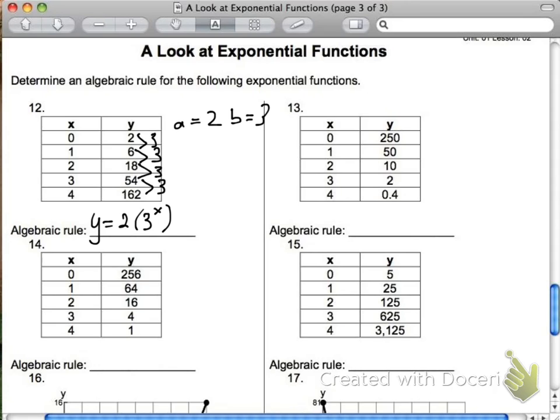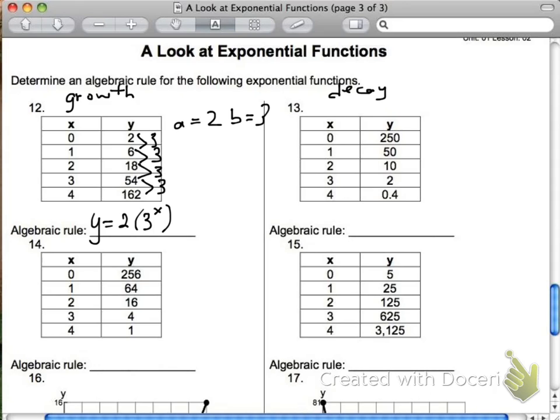What do I know before I even do anything on this? What kind of graph is this? It's going to be growth. How can I tell? It's increasing. What's increasing? The y values. When I look at this, I know that my y values are increasing, so it's going to be growth. What about number 13? Decay, because it's going less than 1.